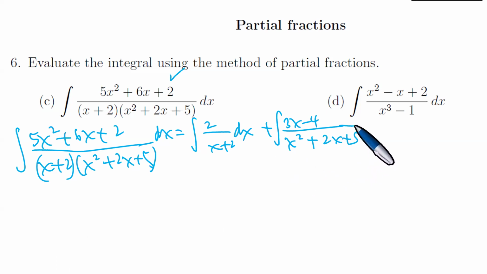Two x plus five dx. But look, what exactly is this? From this, you would need that if you find the derivative of this, it becomes exactly 2x plus 2. The derivative of this is 2x plus 2. So you'd need a 2x here. Right, you'd need a 2x there.